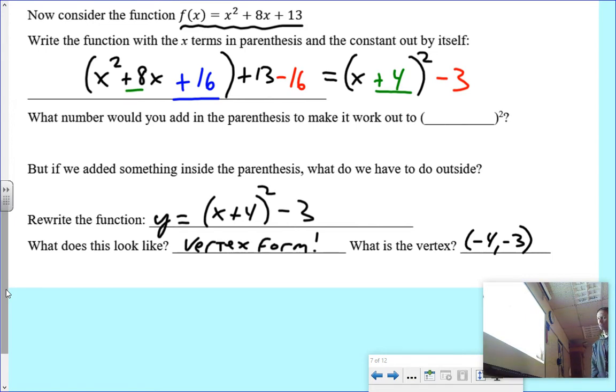That's the whole process, folks. Separate them out, and then just kind of do that process of dividing the b by 2, adding it in the parentheses, squaring it, and then cleaning it up.